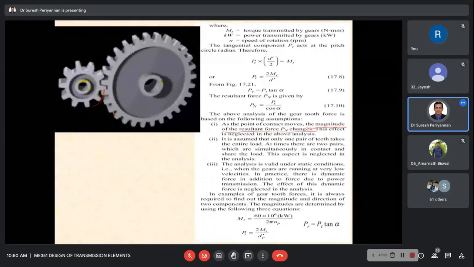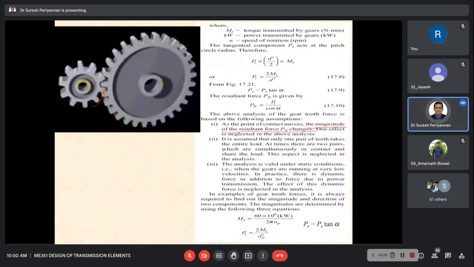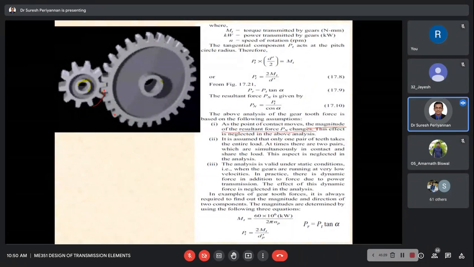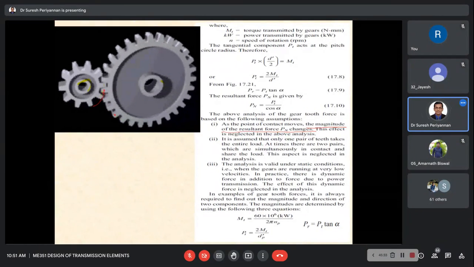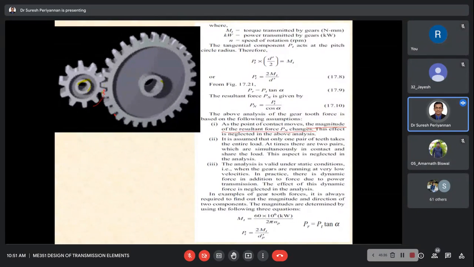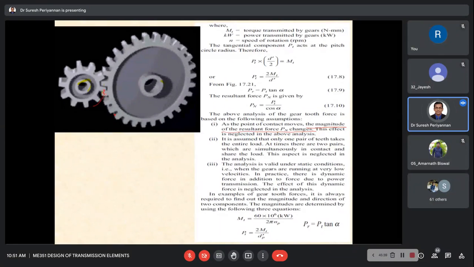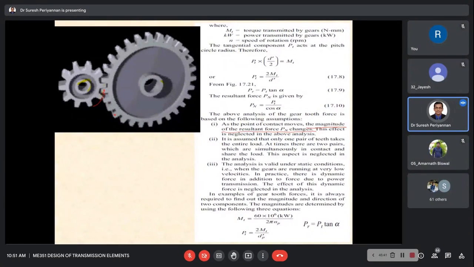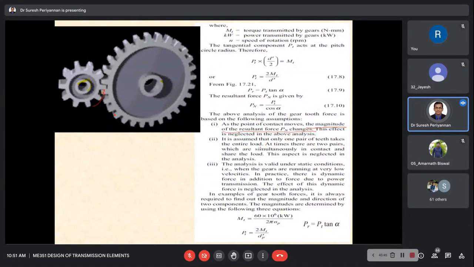Now it is assumed that one pair of teeth takes the entire load. In this design also we assume that one pair of teeth is engaged and shares the entire load. At a time, are any two teeth engaged? No, only one tooth is always engaged. That's what we are considering here.